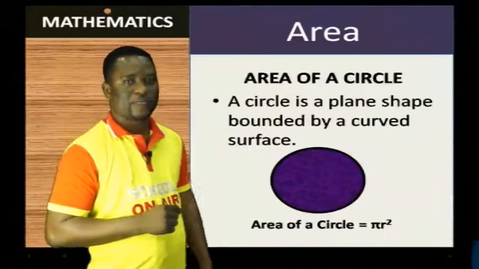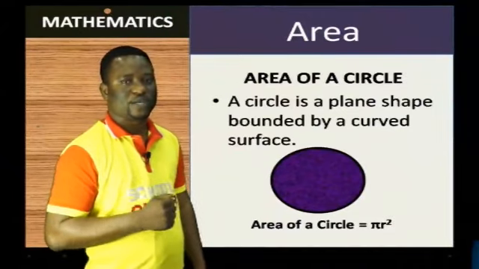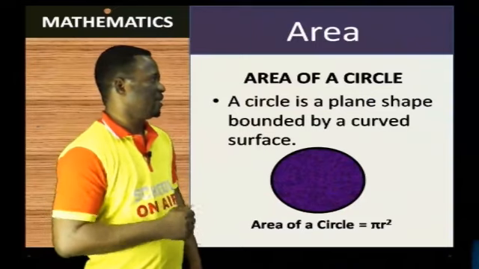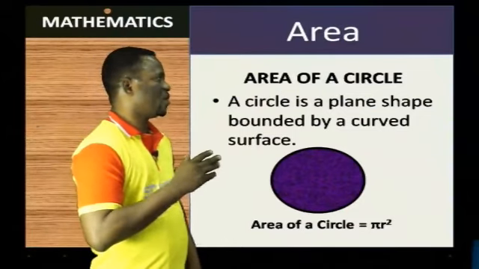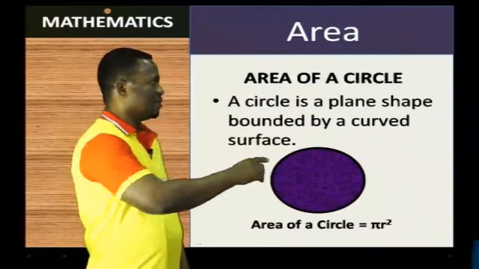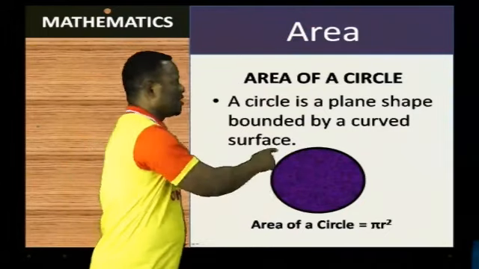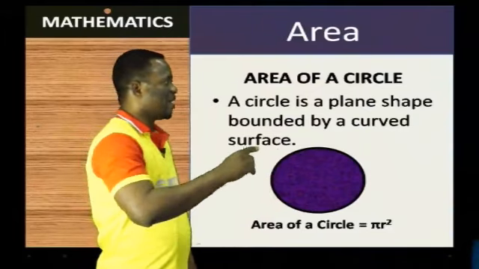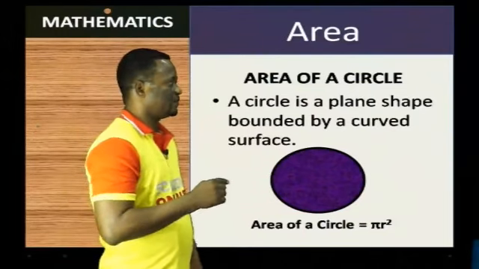Now we want to consider the types of plane shapes we have. So I want to start with a circle. What is a circle? A circle, as you can see on the screen, is a plane shape bounded by a curved surface. If you look at the diagram on the screen, you will see that the edge of this diagram is curved. That's why it is defined as a shape that is bounded by a curved surface. Every part of it is curved.